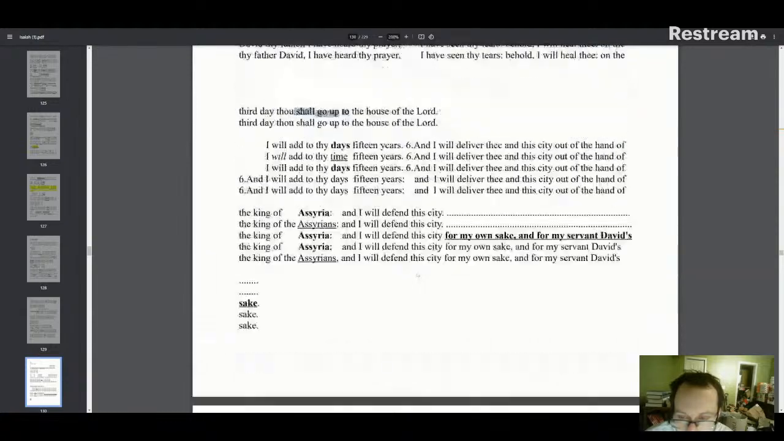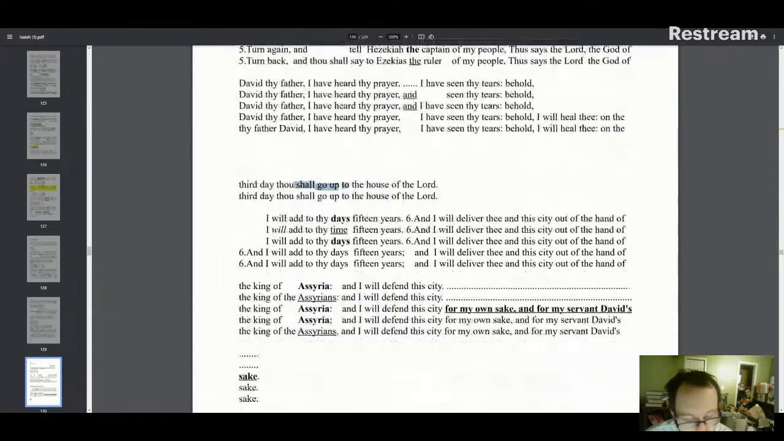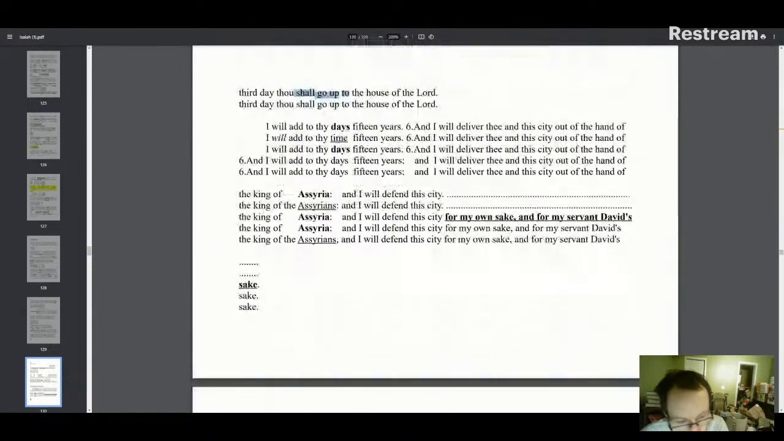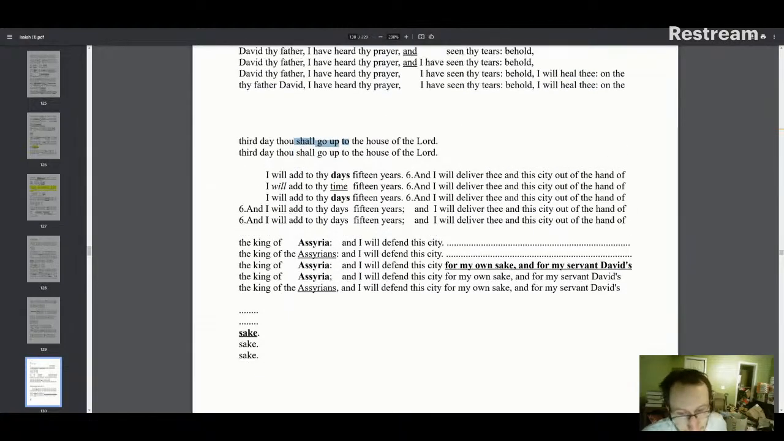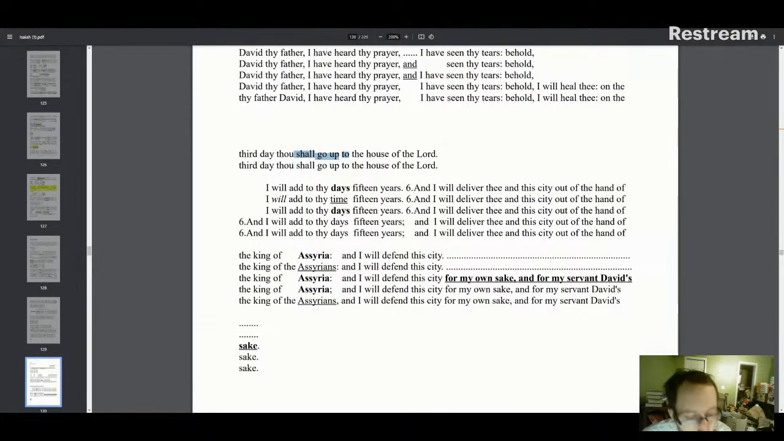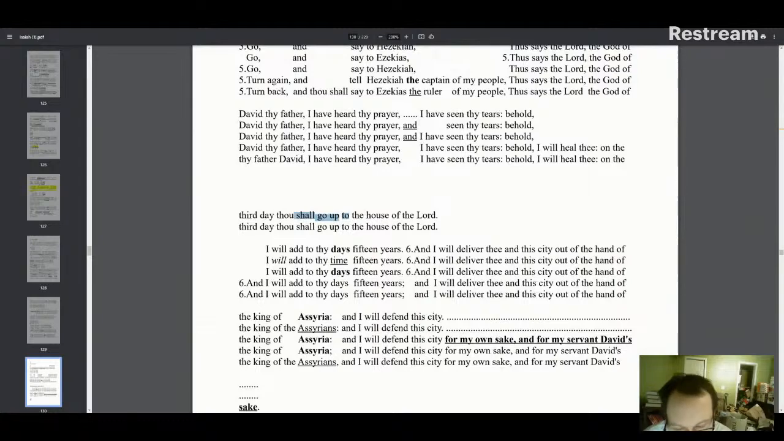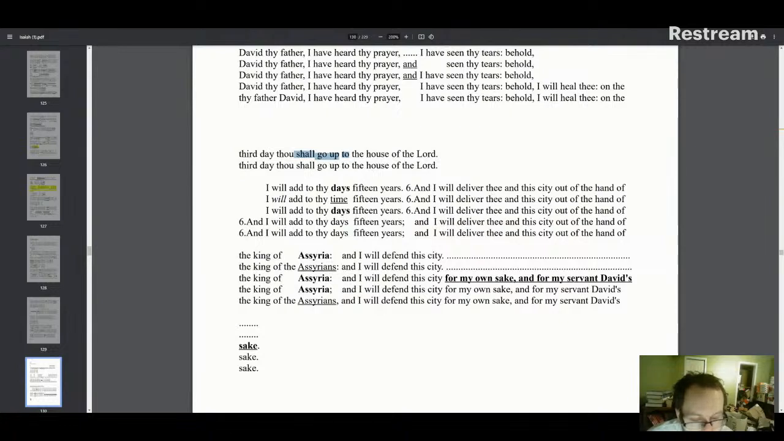Now, my friend didn't always mark it. I have to double check this. But sometimes there's a different verse order in 2 Kings. So I'd have to check that at a different time. But he lined it up so that all the same text lines up. So, okay, I will deliver thee. Okay, so then here, for my own sake and for my servant David's sake.